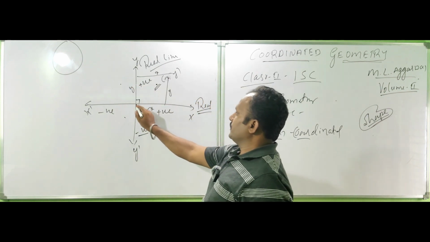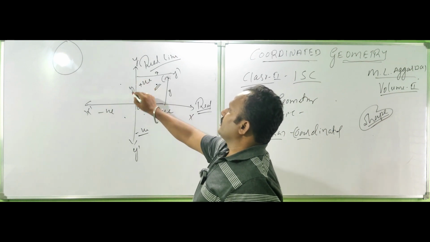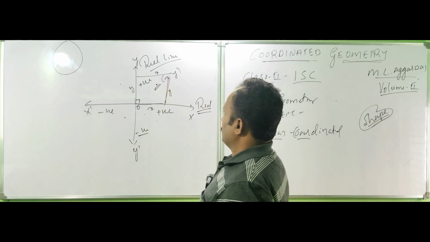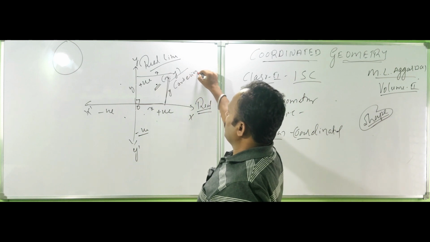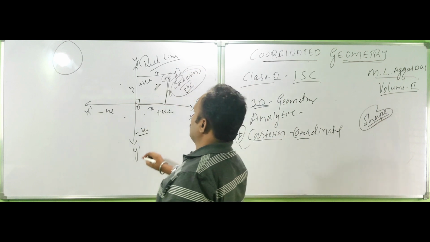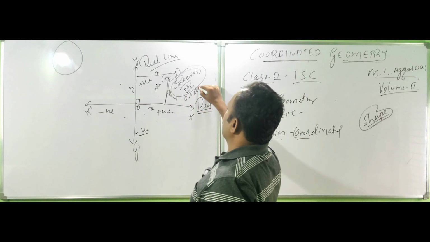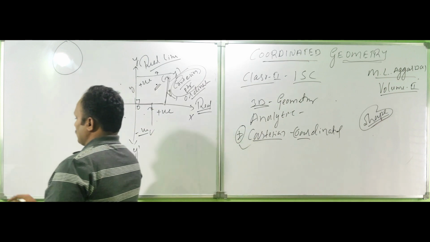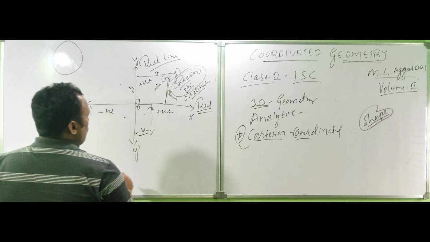Up to this point is the value of X, then again we consider the value of Y up to the height. This is called a Cartesian point. The Y value is called the ordinate, and the X value is called the abscissa.